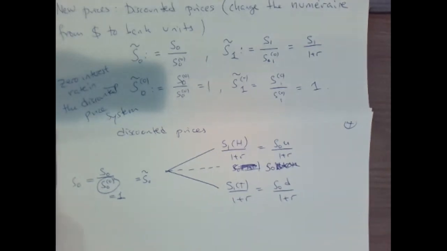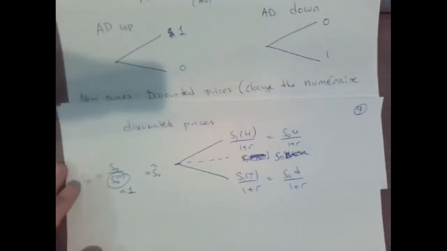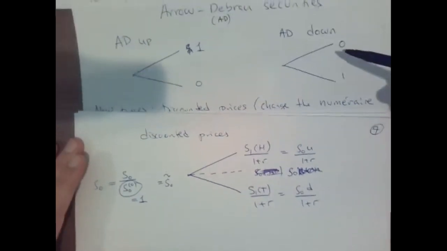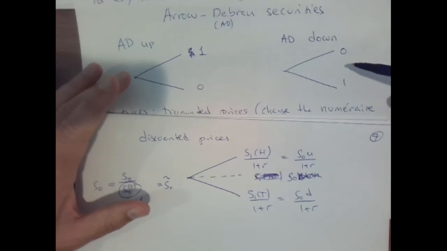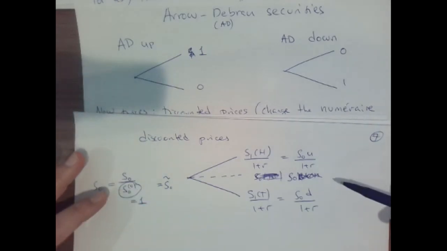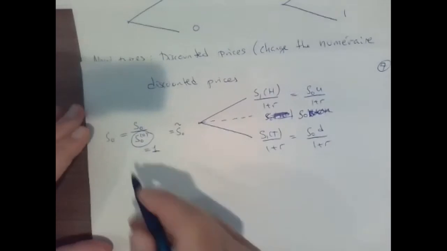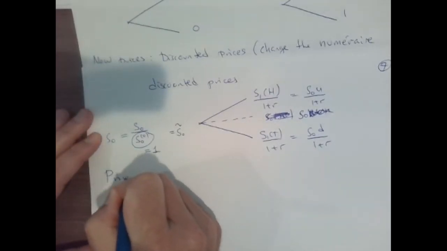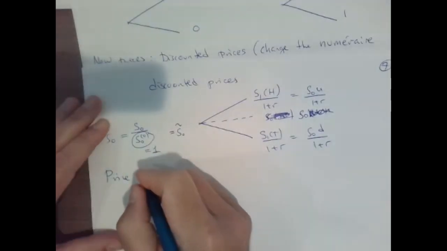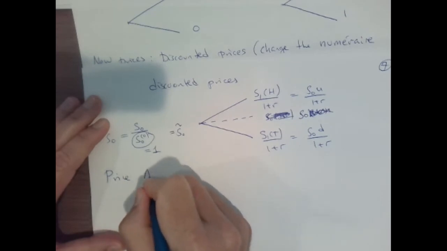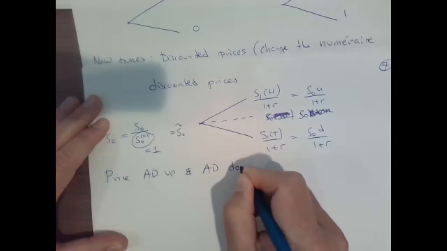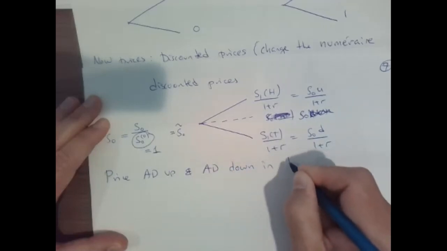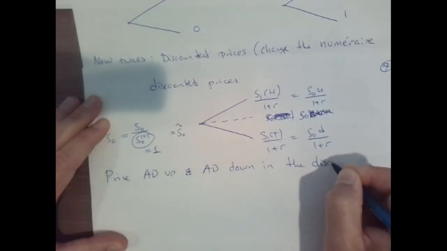Okay, so now what we want to do is price these two securities, the AD up and the AD down, in this discounted market. So we're going to price AD up and AD down in the discounted market.